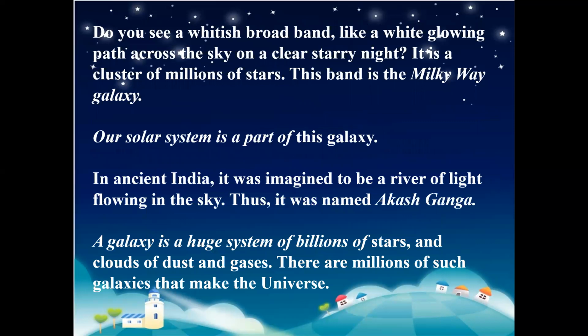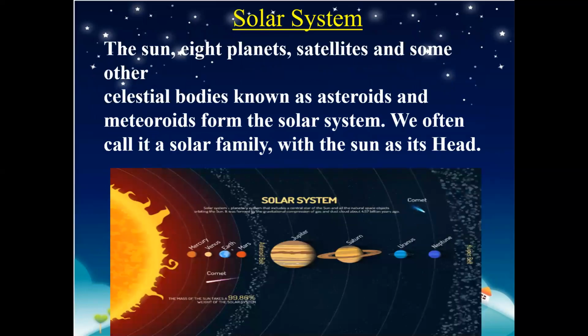Do you see a whitish band like a white glowing path across the sky on a clear starry night? It is a cluster of millions of stars, and this band is the Milky Way galaxy. Our solar system is a part of this galaxy. In ancient India, it was imagined to be a river of light flowing in the sky. Thus, it was named the Akash Ganga. The galaxy is a huge system of billions of stars and clouds of dust and gases. There are millions of such galaxies that make a universe.